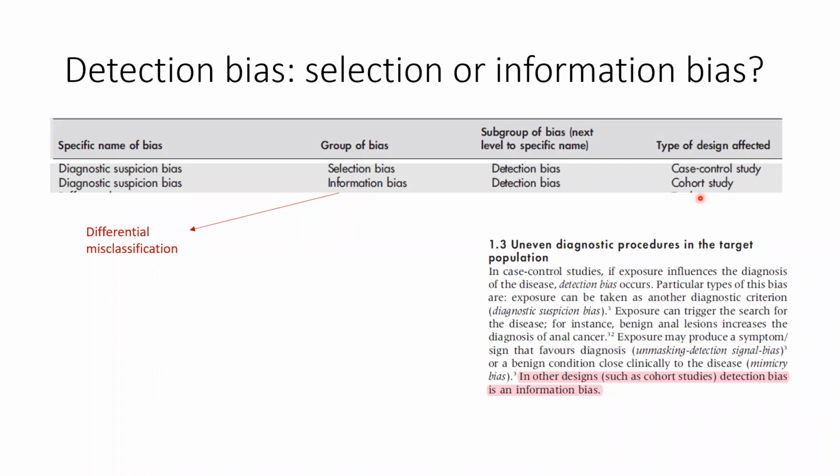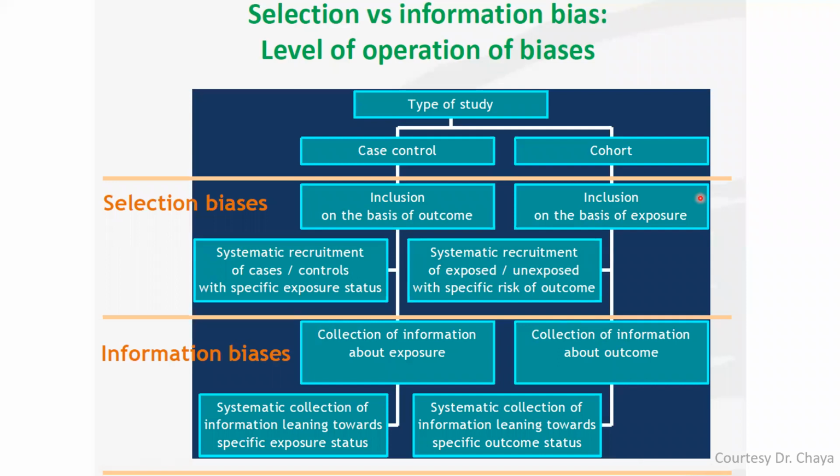Does it make sense? If you want, this is another slide that I've taken from Dr. Shaya's course, just to show exactly what I'm saying. So when we talk about a case control, so we have type of study, case control and cohort. When we talk about case control, the inclusion is on the basis of the outcome. So if I have any kind of detection in my outcome here, it will be a selection bias. Because I have a detection bias regarding my outcomes, it will be a selection bias.